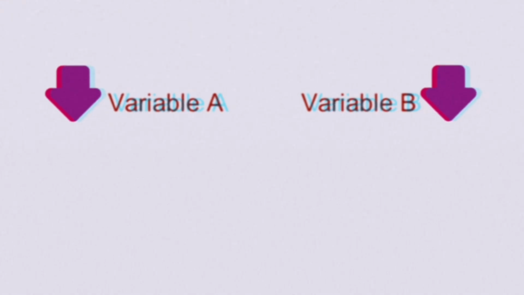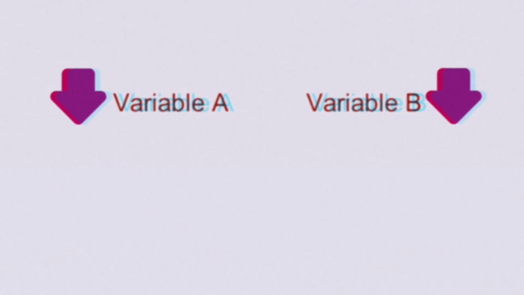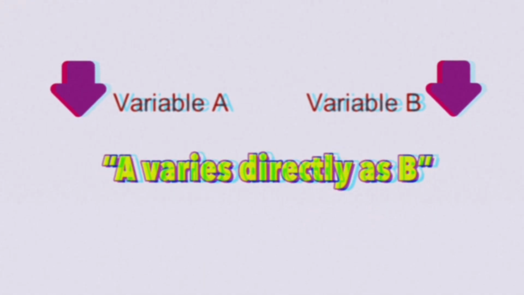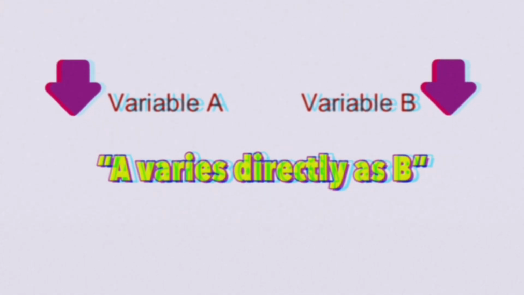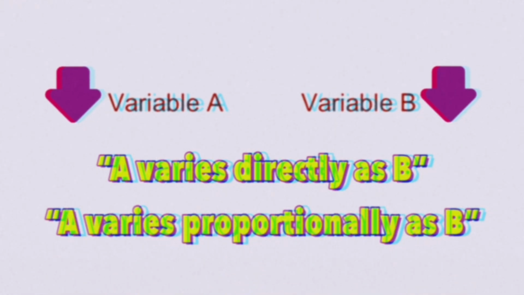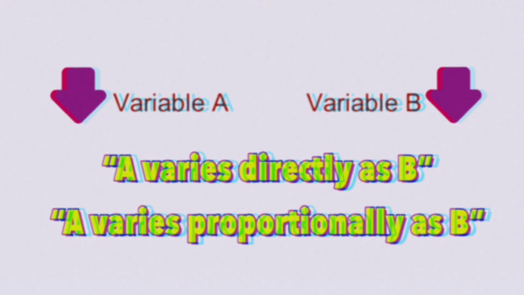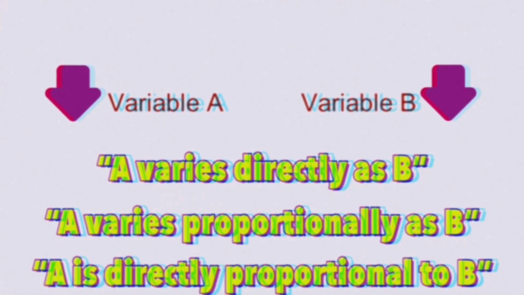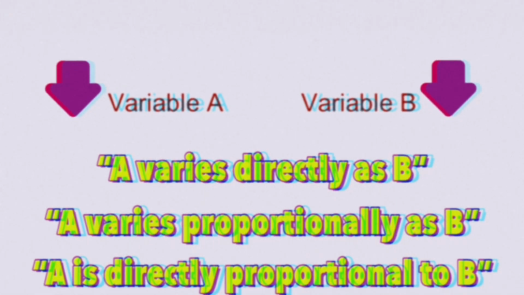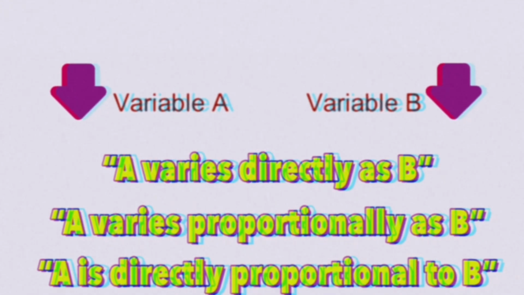So whenever we see this type of relationship where both variables increase or decrease, we can go ahead and say that A varies directly as B, or we can also state this as A varies proportionally as B, or A is directly proportional to B. Now let's take a look at some real-life examples of direct variation.